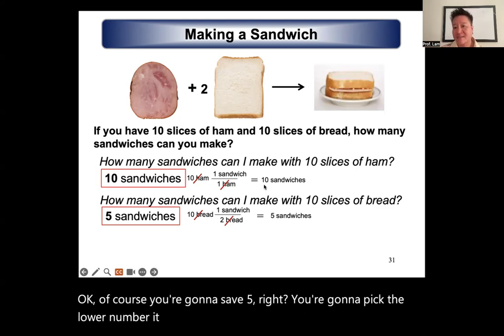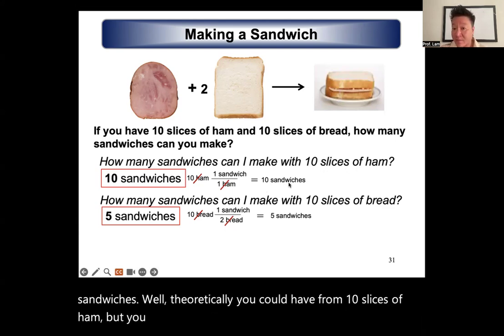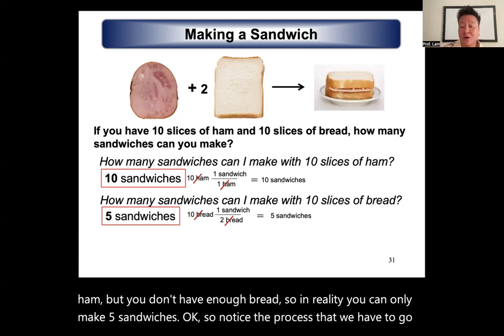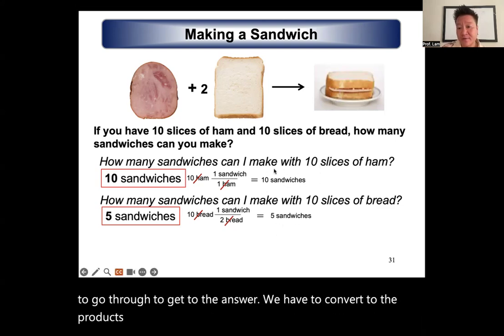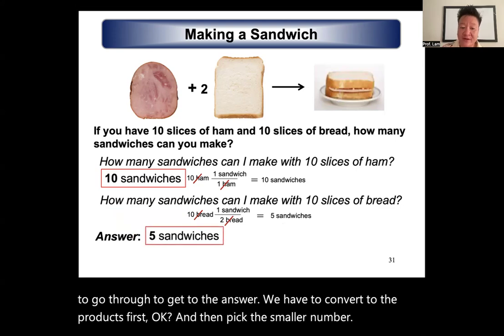It doesn't make sense to say I can make 10 sandwiches. Well, theoretically, you could from 10 slices of ham, but you don't have enough bread. So in reality, you can only make 5 sandwiches, okay? So notice the process that we have to go through to get to the answer. We have to convert to the products first, okay? And then pick the smaller number, okay? So we pick 5 sandwiches.